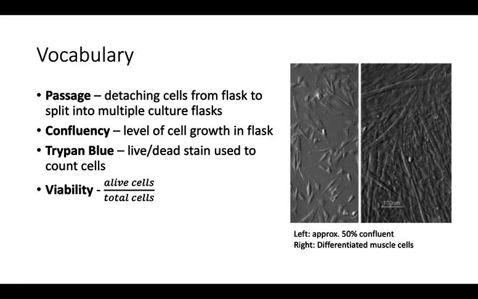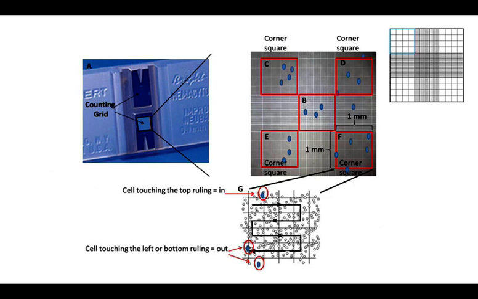Trypan blue is a live-dead stain that we use to count cells, and you'll see more of that in a second. And viability is an assay we run, and it's quantitative. We count so that we can have a measure of overall cell culture health. So when we're counting cells, we use something called a hemocytometer, which literally means cell counter.